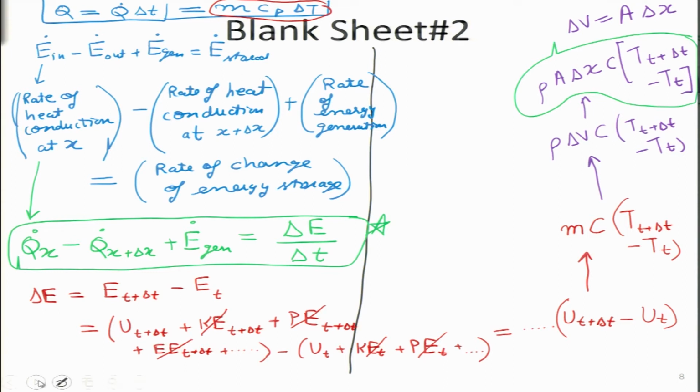Let me go over there. So, there was a term in that equation which was E dot gen, energy generation. If you remember, we defined it earlier: energy generation for any object is given in terms of watts. I can convert it into watts per meter cube by multiplying it by the differential volume.